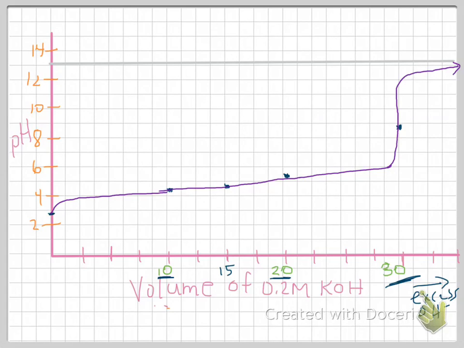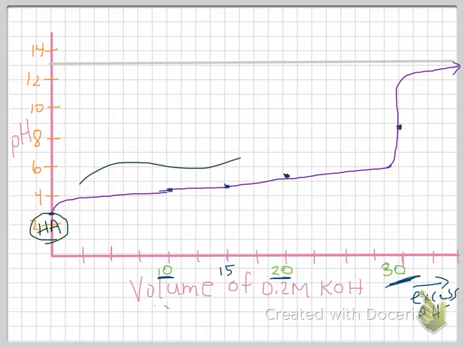So let's go through and label the regions that we have. Right here you have the start, and where we have the start, you're going to have primarily HA. Okay, so that's most of what you're going to have. If you drew a beaker diagram for this, you would have a teeny tiny bit of the A minus and a teeny tiny bit of H plus, but mostly what you have is HA.